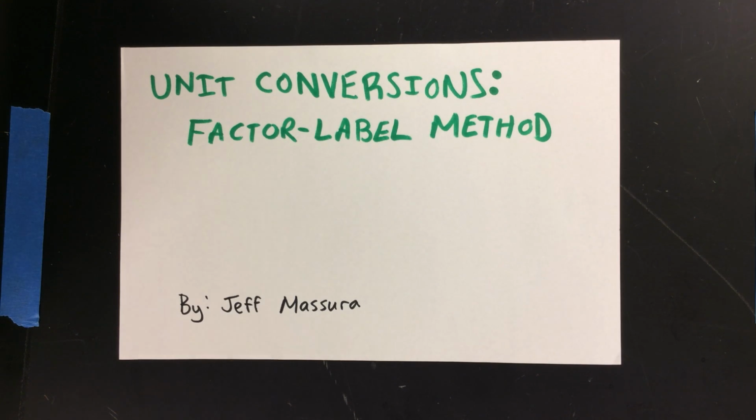Hi class, in this video I'm going to show you how to use the factor label method to do unit conversions when they're non-metric units. When you have metric units, converting units is just a matter of moving the decimal point the right number of spaces. I addressed that in one of my earlier videos. However, the factor label method works for any kind of units, including American units that are not based off of powers of 10.